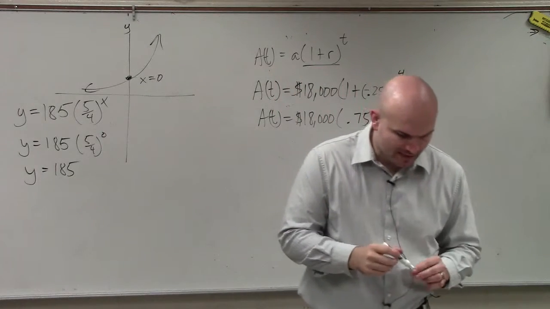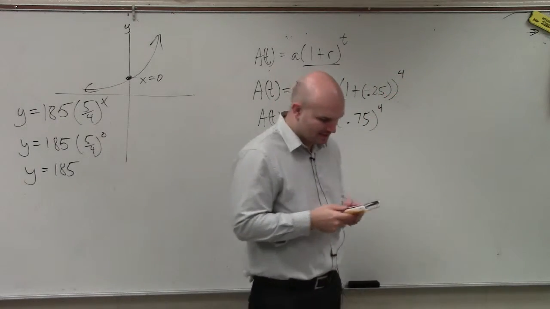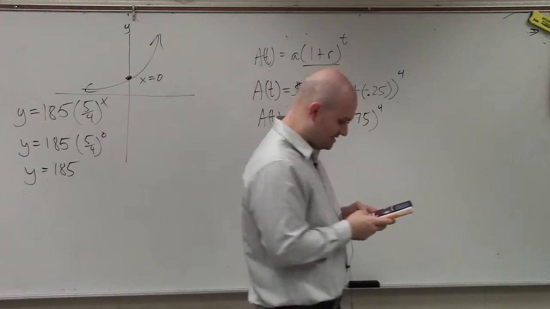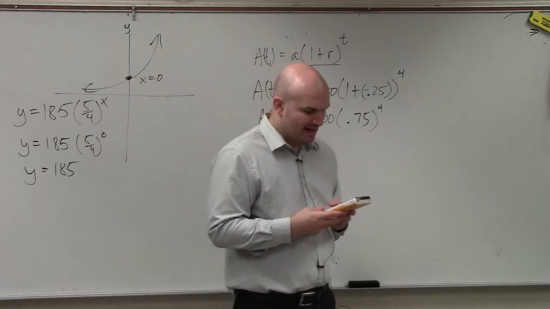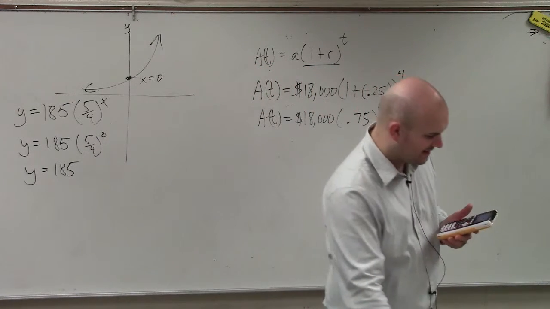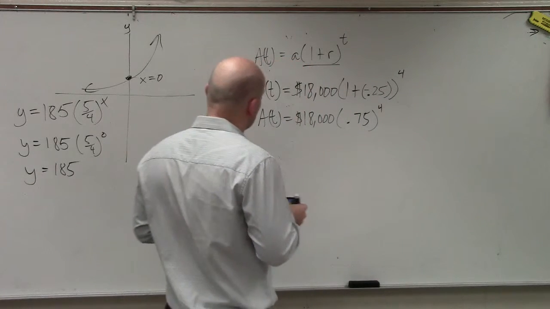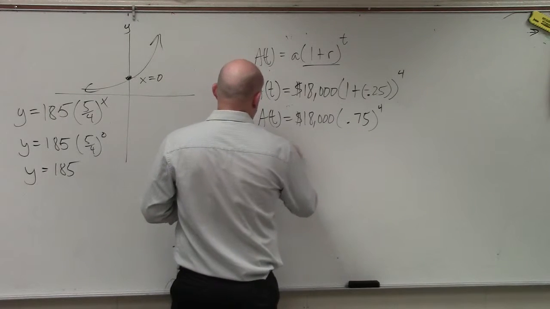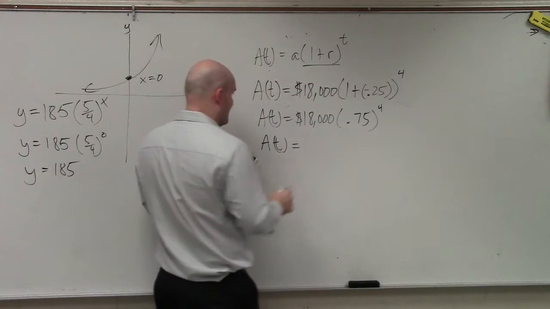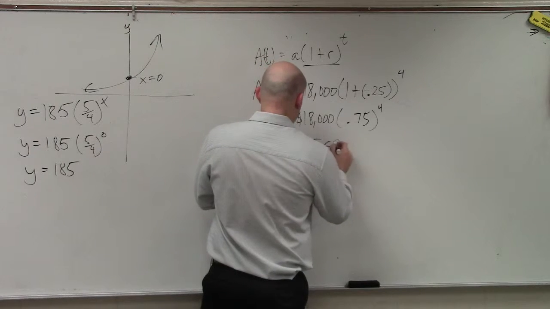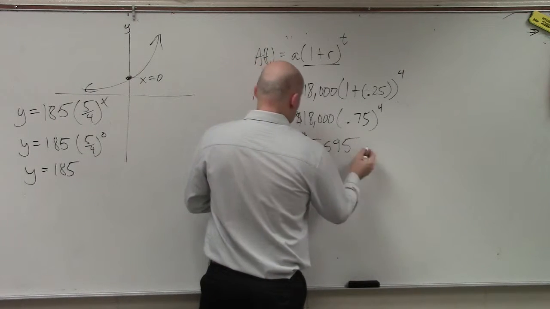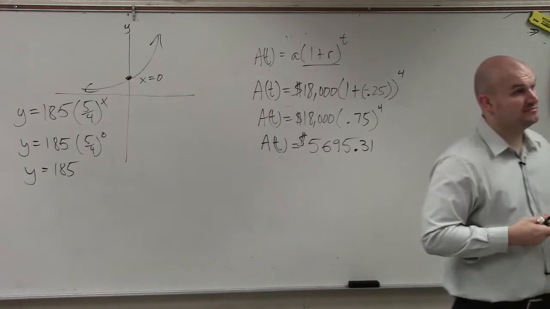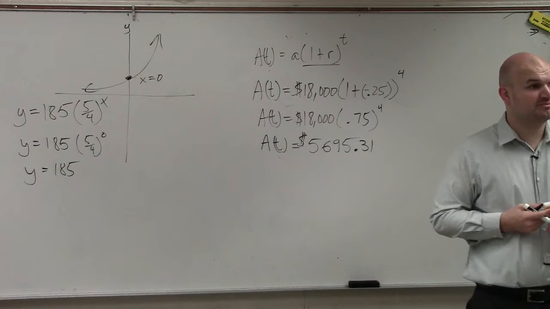So now I just go through my calculator, and I just do 0.75 raised to the 4th power, and then I multiply that times 18,000. And I get 5,695. So therefore, if this car depreciates 25% every year for 4 years, the car is now going to be only worth $5,695. It's a big depreciation, right?